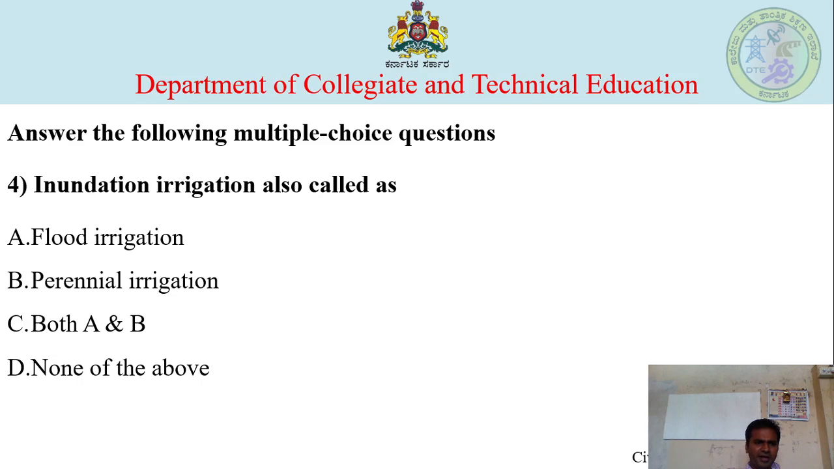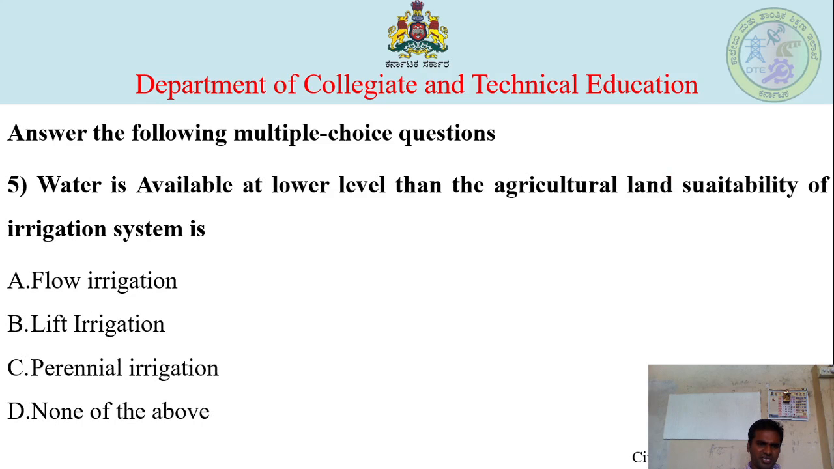Fourth question: inundation irrigation is also called as flood irrigation, perennial irrigation, both A and B, none of the above. Option A, inundation irrigation is also called flood irrigation.